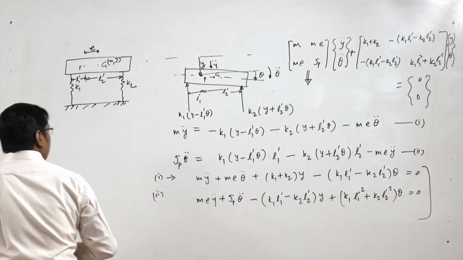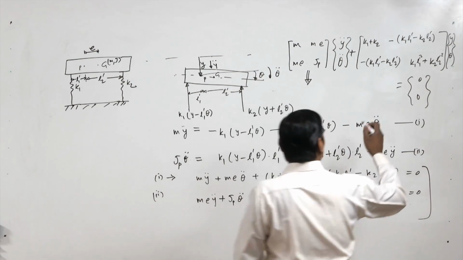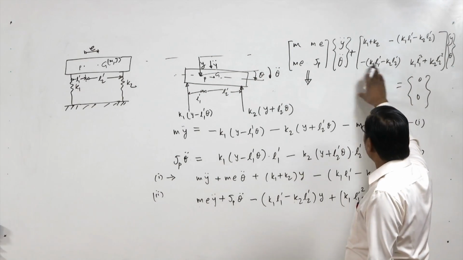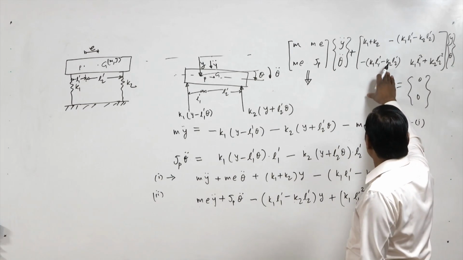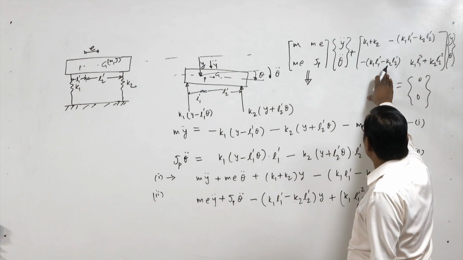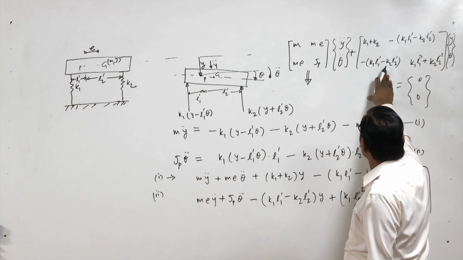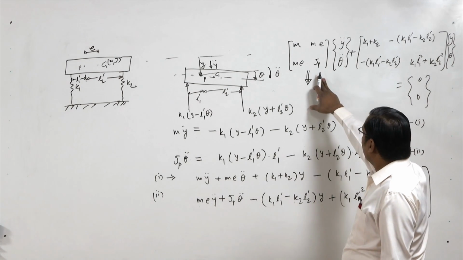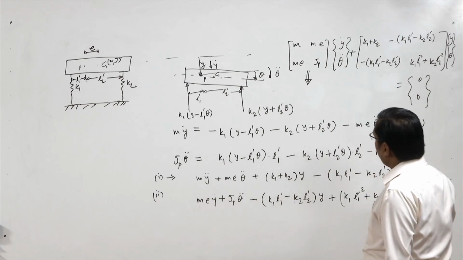So here we have both static and dynamic coupling. Static coupling from here is due to the stiffness matrix, and the dynamic coupling is due to the mass matrix.